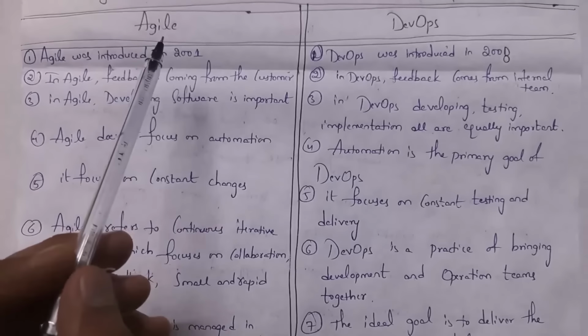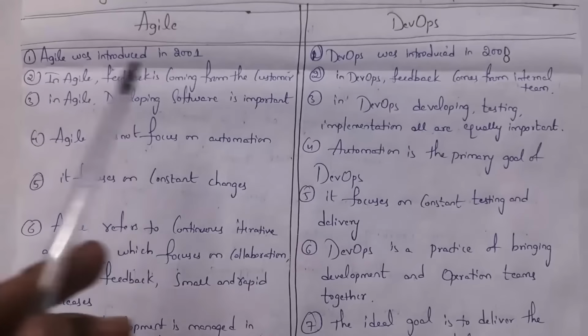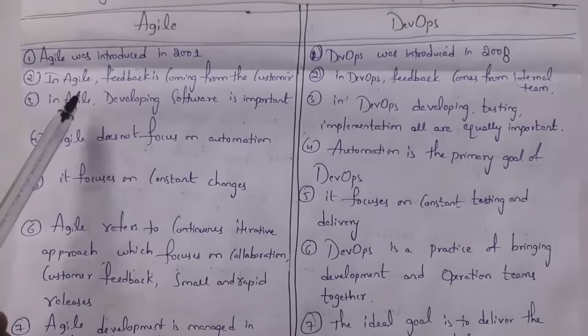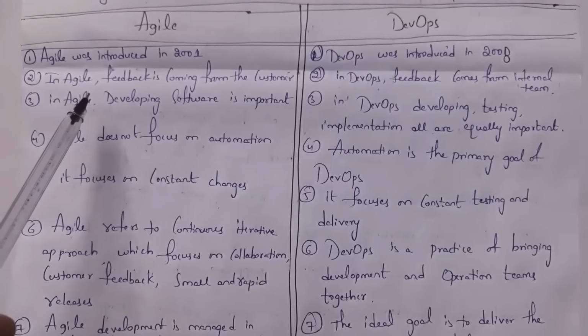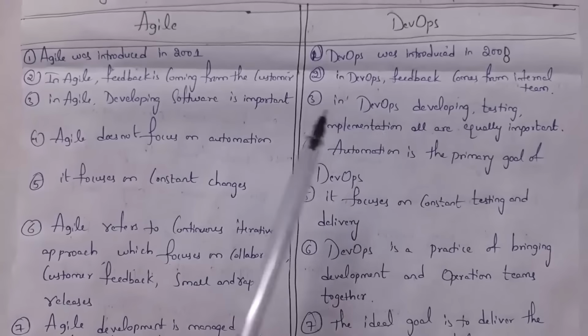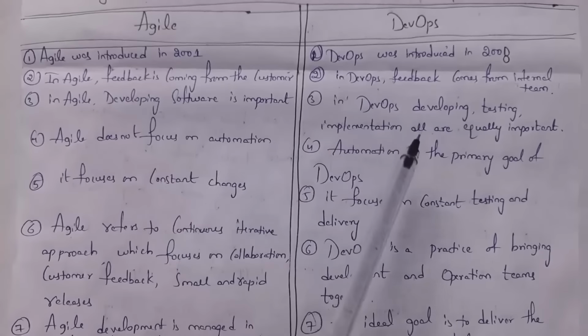Agile was introduced in 2001, whereas DevOps in 2008. In Agile, the customer will give feedback, whereas in DevOps, the internal team will give feedback. In Agile, developing software has the highest priority, whereas in DevOps, developing, testing and implementation are all equally important. Agile will not focus on automation, whereas in DevOps, they will complete the entire work by using automation tools.